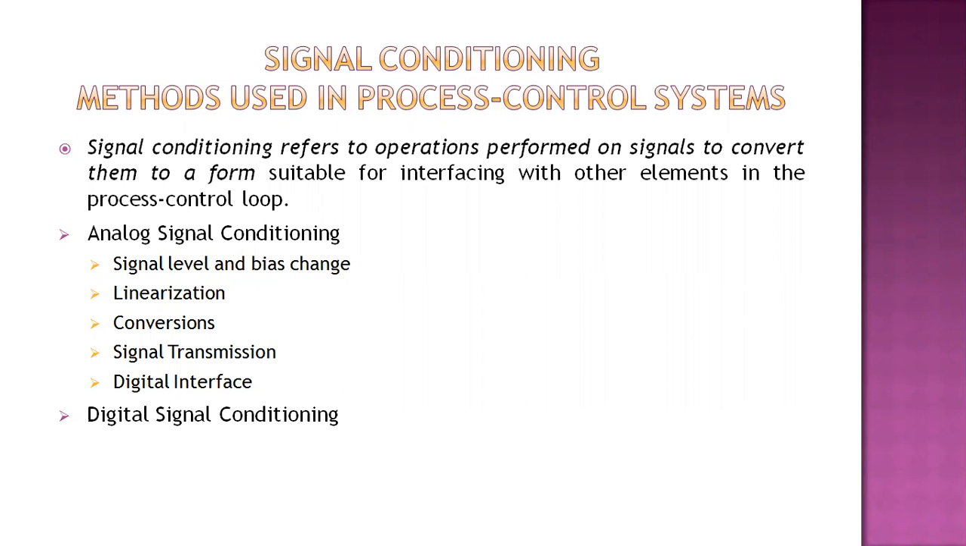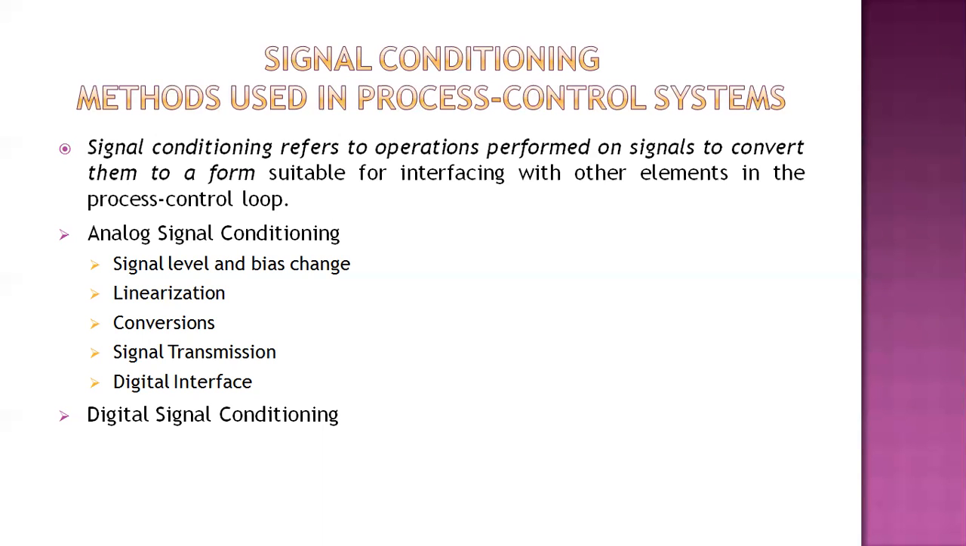So if you see the first one, that is signal level and bias change, this is one of the most common types of signal conditioning. It involves adjusting the level, that is the magnitude, and the bias, that is the zero value, of some voltage representing a process variable. For example, some sensor output voltage may vary from 0.2 to 0.6 volts as a process variable changes over a measurement range. The equipment to which this sensor output must be connected requires a voltage that varies from 0 to 5 volts for the same variation of the process variable.